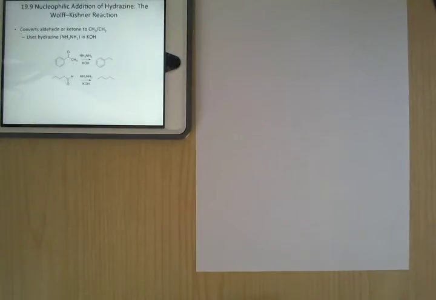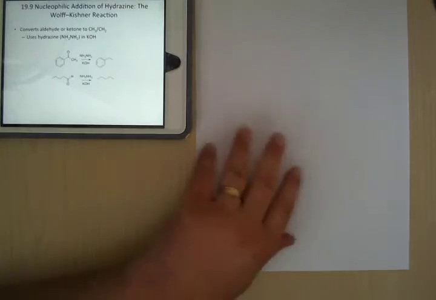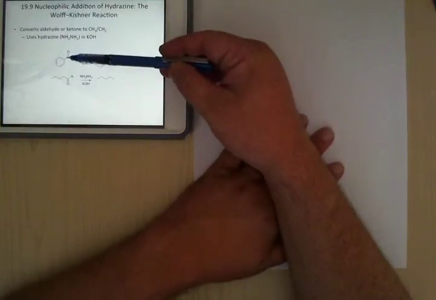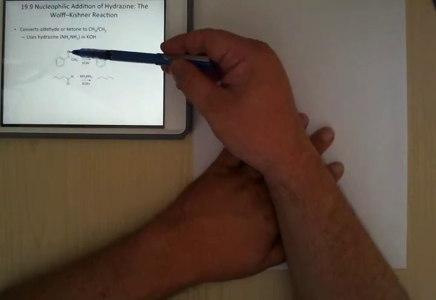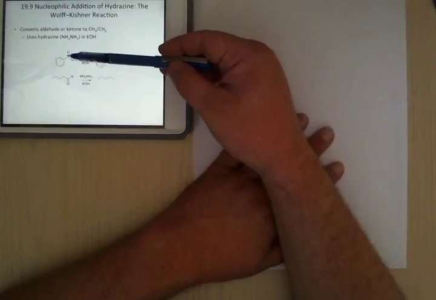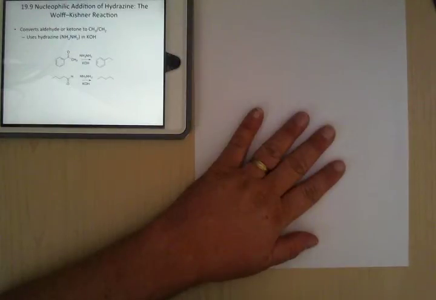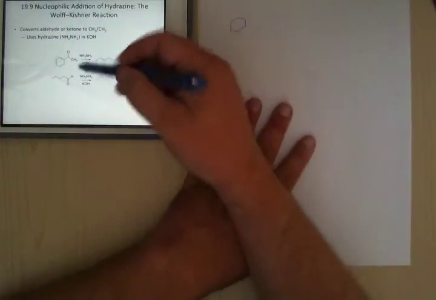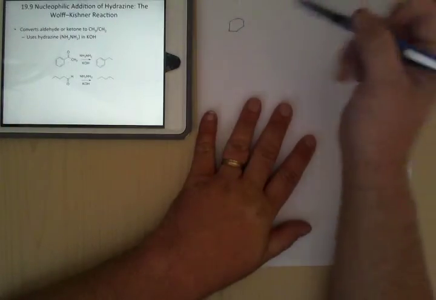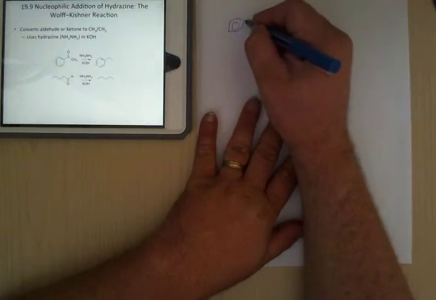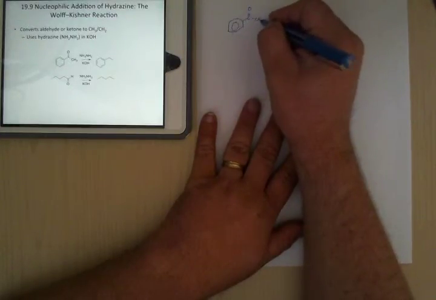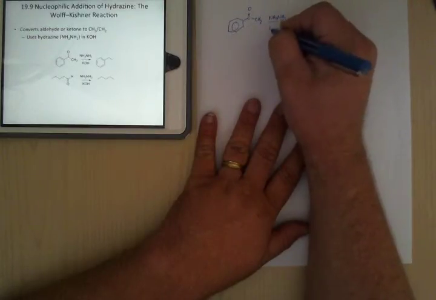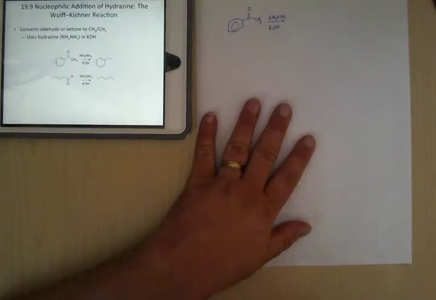Now, Wolff-Kishner. Okay, now this is the easiest reaction you're going to learn. What it does is it actually removes the oxygen out of the reaction and replaces it with 2 hydrogens. So like that. It doesn't matter if it's an aldehyde or a ketone, it works the same way. So if we have acetophenone here, Wolff-Kishner, so NH2, NH2, KOH. Those are the reaction conditions.